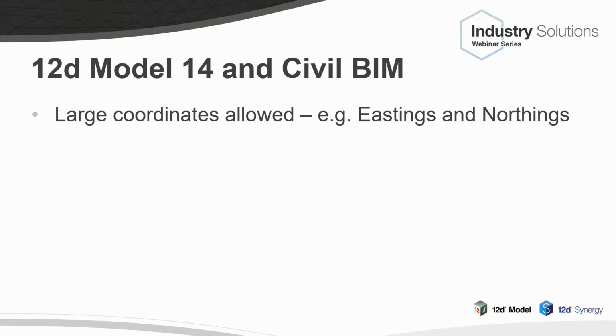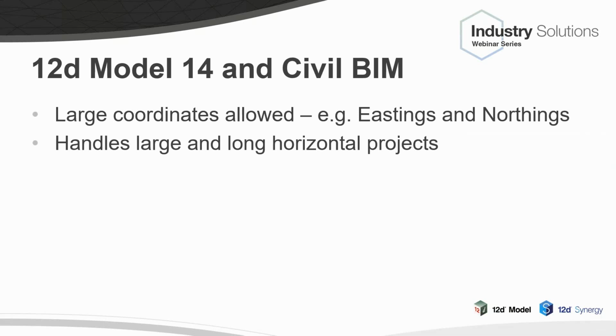So 12D Model and Civil BIM. If you're talking about BIM systems for civil, you need large coordinates. And tick, we can have large coordinates. But not only large coordinates for a small area, we can have large, long, horizontal projects. Everyone can probably do coordinates for 10 kilometers, even large, but go for 100 kilometers. That's what you need for civil BIM.